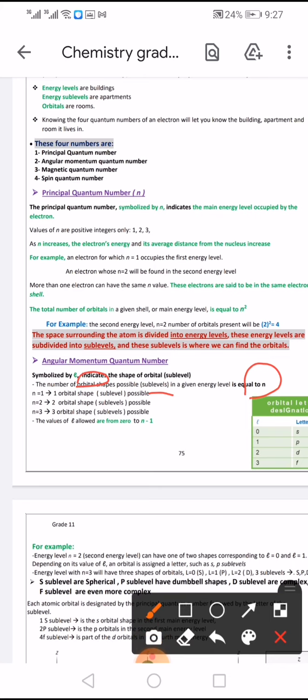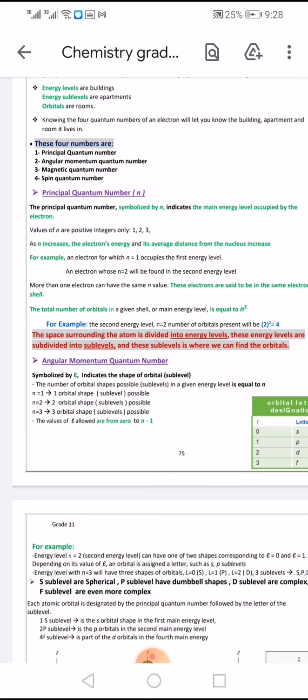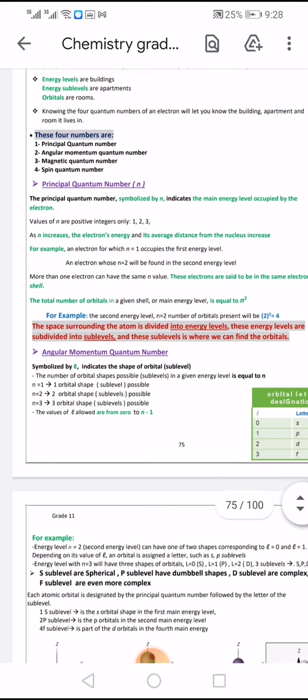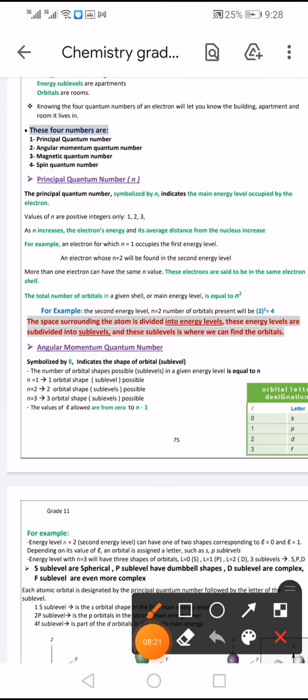When n equals 1, this is the first energy level, and we have one sublevel. If n equals 2, we have 2 sublevels. If n equals 3, we have 3 sublevels. So the number of sublevels is equal to n. The allowed values of L are from 0 to n minus 1.